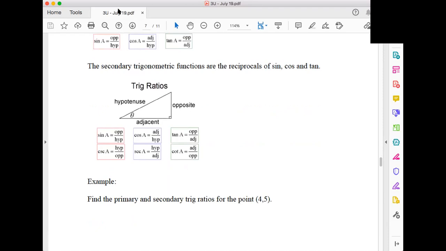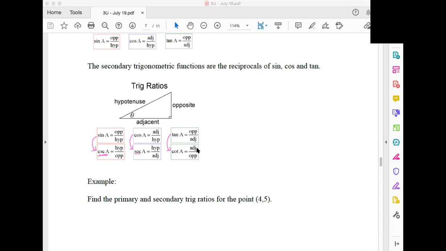So this one here, cosecant is the reciprocal of sine, and it's literally just our fraction flipped. So it's hypotenuse over opposite. We've got secant, which is the reciprocal of cosine, which is hypotenuse over adjacent. And we've got cotangent, which is the reciprocal of tan, which is adjacent over opposite.